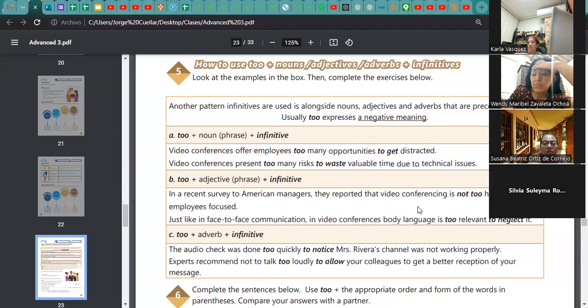Very good. Okay. Part B says too plus adjective and infinitive. So in this one, remember that we are not going to use many. It's not possible. Okay. And there are two examples. In a recent survey of American managers, they reported that video conferencing is not too helpful to keep employees focused.